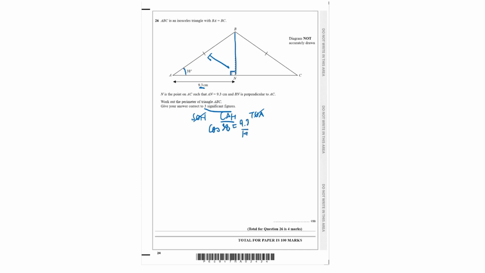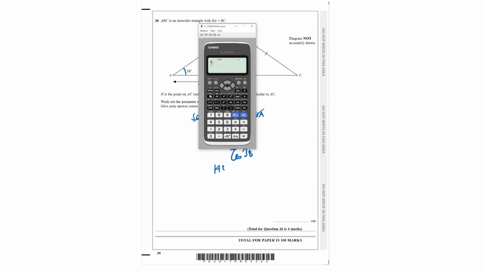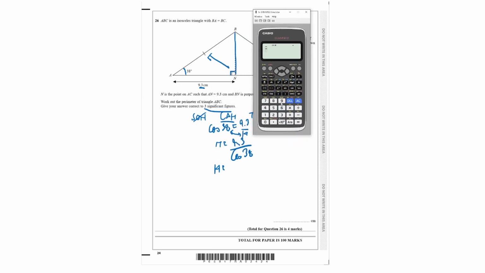We don't know what the hypotenuse is just yet. We can rearrange this by multiplying by h and dividing by cos 38. So we get h is equal to 9.3 divided by cos 38. We can then put this into a calculator to find our answer, which is 9.3 divided by cos 38, which gives us 11.8.